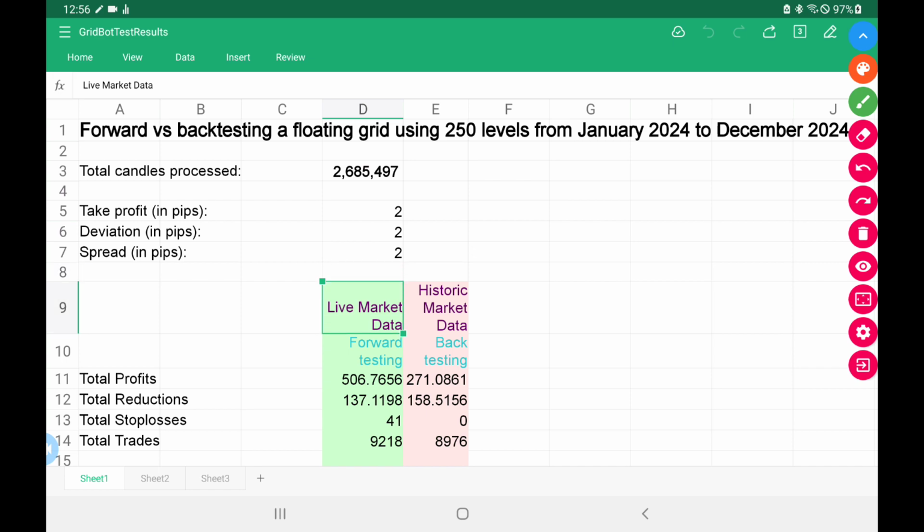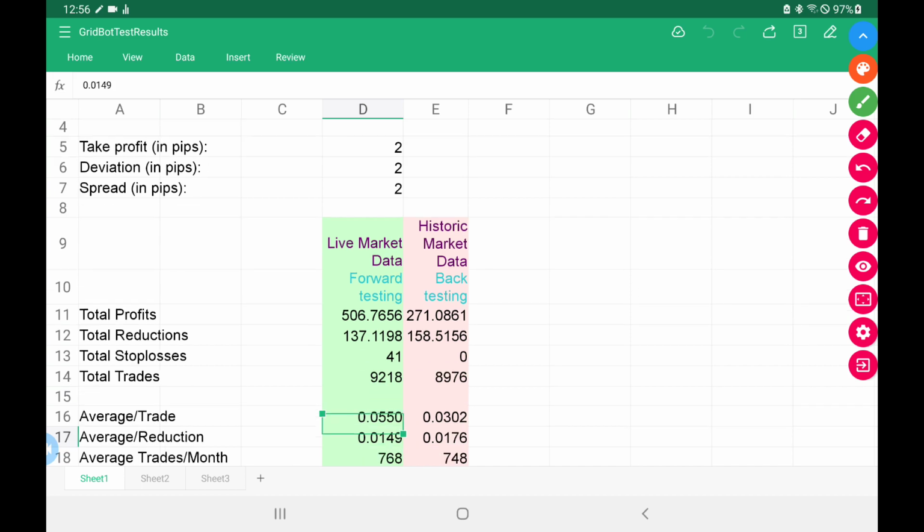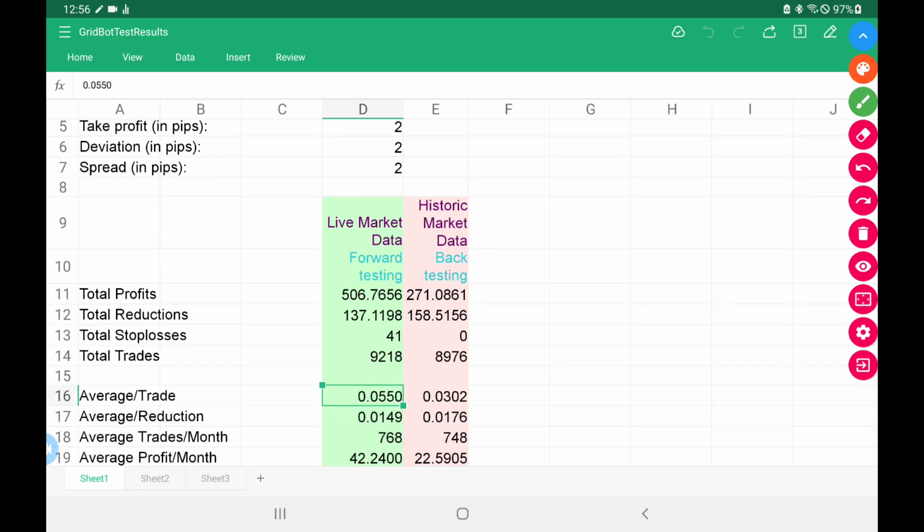Let's start with the charts, the live market data. The total for the live market was $506. The total reductions were roughly $137, and I took a total of 41 stop losses from live market data. The grid bot initiated and conducted 9,218 trades. And now we get into the averages per trade, which was roughly 5 cents.